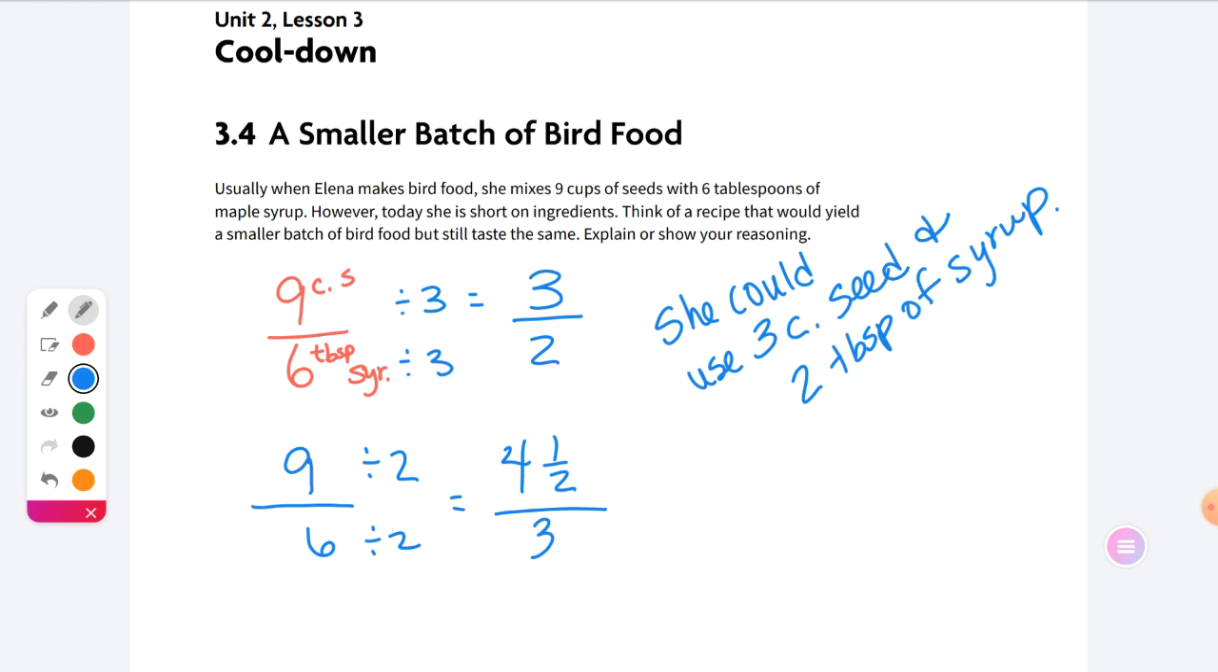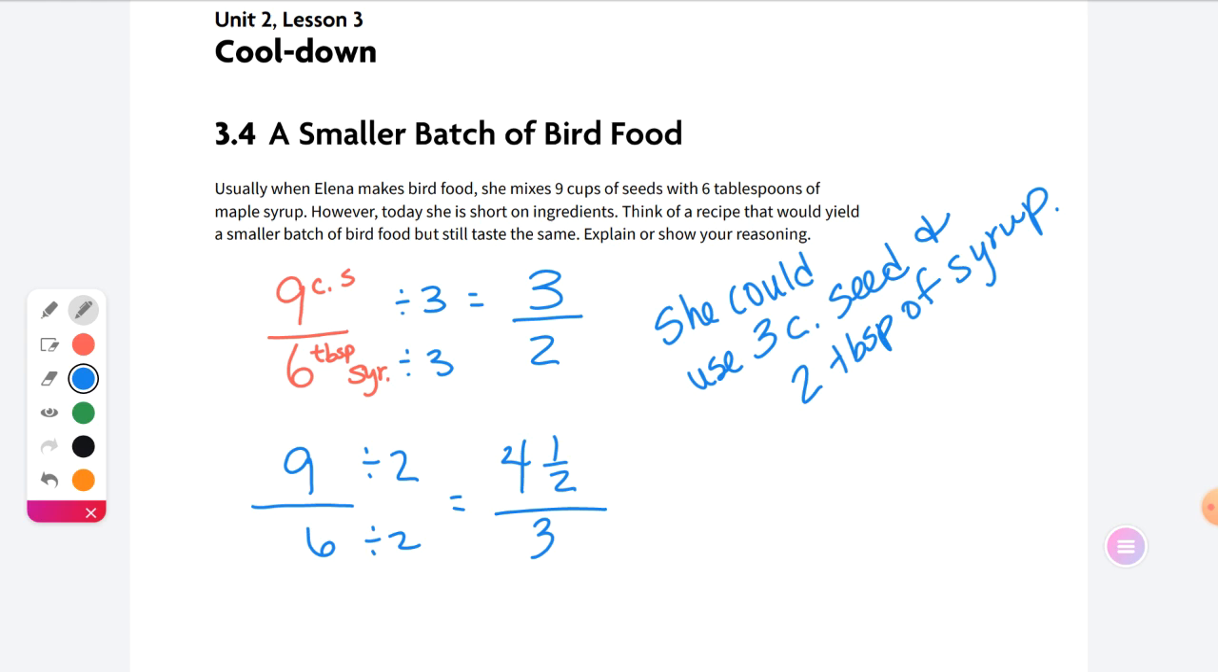Cups of bird seed. If I said you need 4.5 cups of bird seed, could you do that? Yes. Could you get me 3 tablespoons of syrup? Would that taste the same? Yes, because it is an equivalent ratio. It's not a whole number ratio, but it's still equivalent.